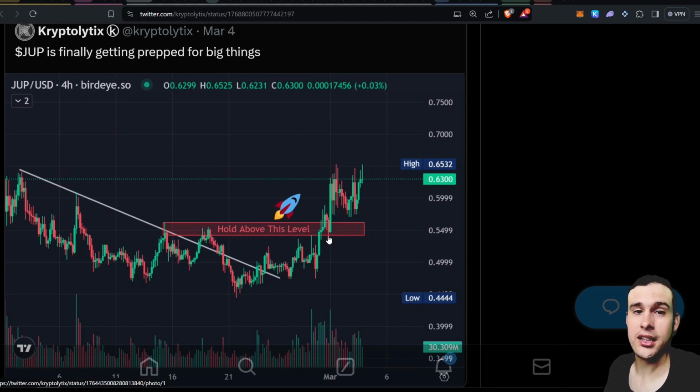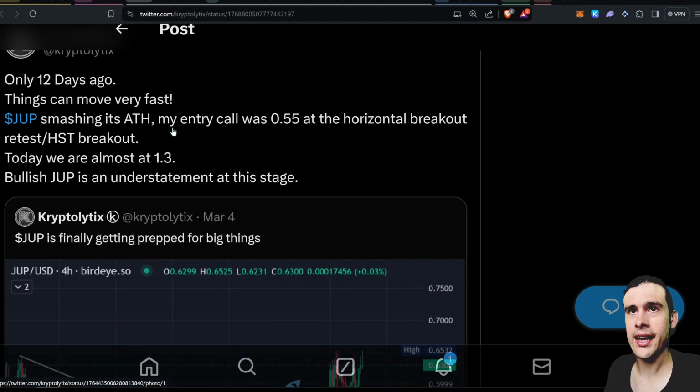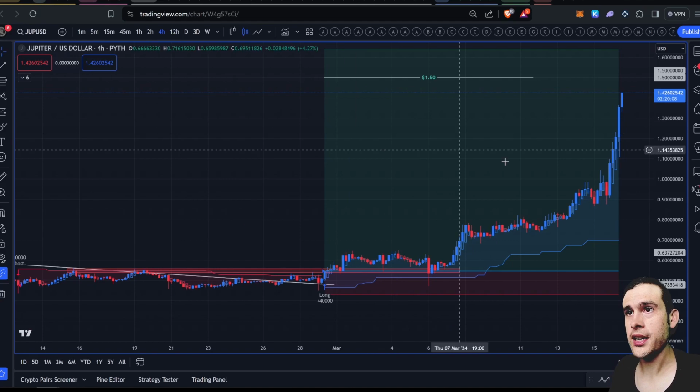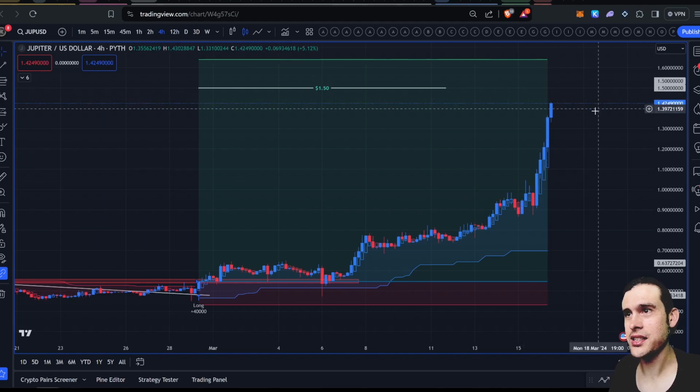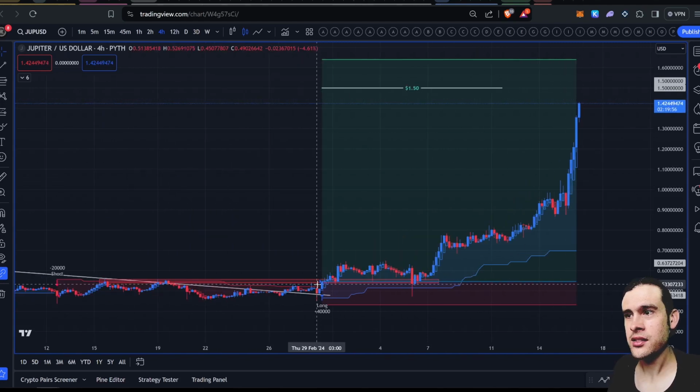Now, my entry target was 0.55, essentially. You see here, if you hold above this level, so we came out above it and we held a support, that's 0.55. So that's a breakout and retest, because if we're coming back above this bearish structure, then that's very bullish, right? And what happened after that? Well, just today, Jupiter has hit all-time highs by an insane amount. I mean, come on, this is just insane. This is crazy. So all of this was here. That was where I was saying that.